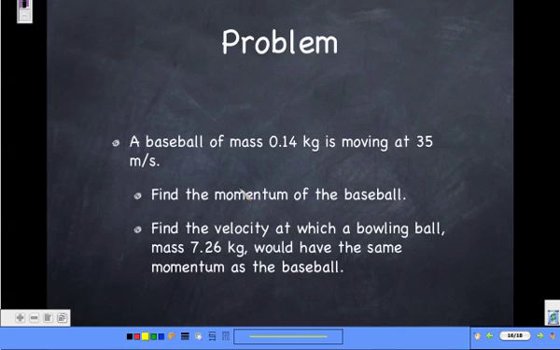Go with yellow. So a baseball of mass 0.14 kilograms is moving at 35 meters per second. What's the momentum of the baseball? How do we find it? Mass times velocity, which is 35. You said that's what? 4.9 kilogram meters per second. Yep.